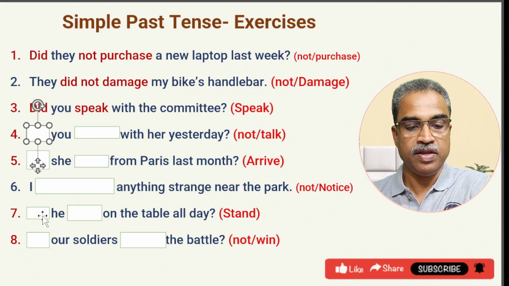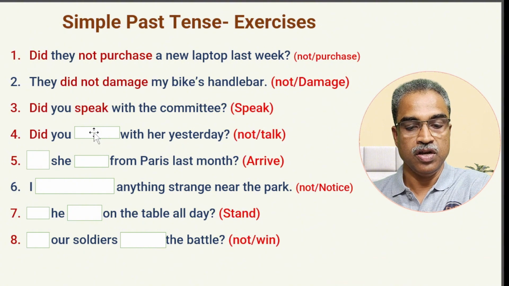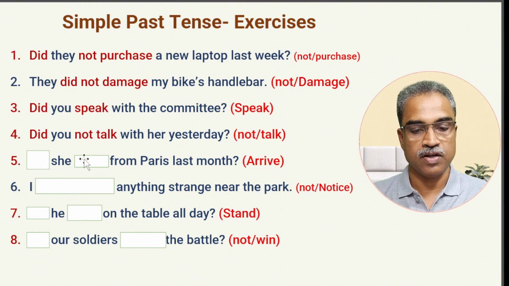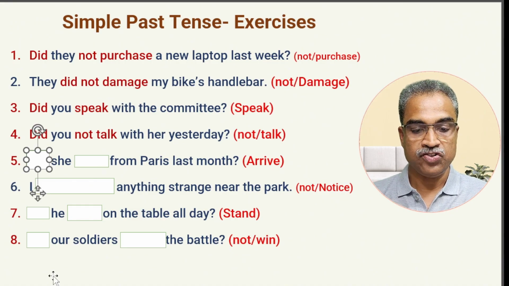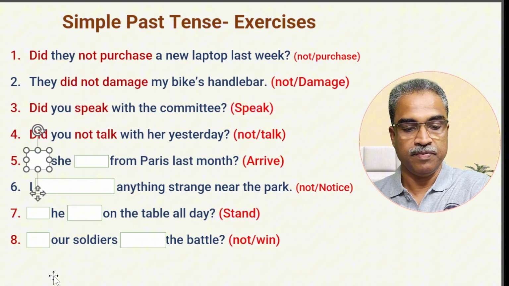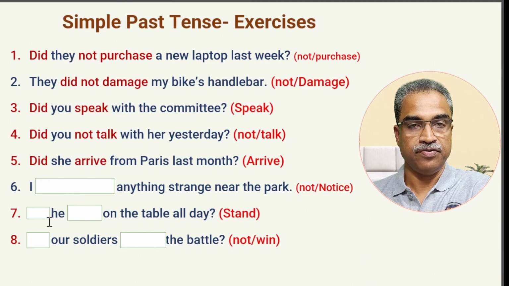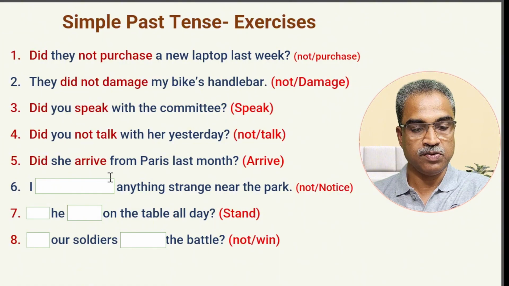Next is not talk. So the first one will be, did you not talk? Did you not talk? The talk will remain as it is, because we have the auxiliary verb in the beginning, did. And the next one, dash she from Paris last month. Did she arrive from Paris last month?